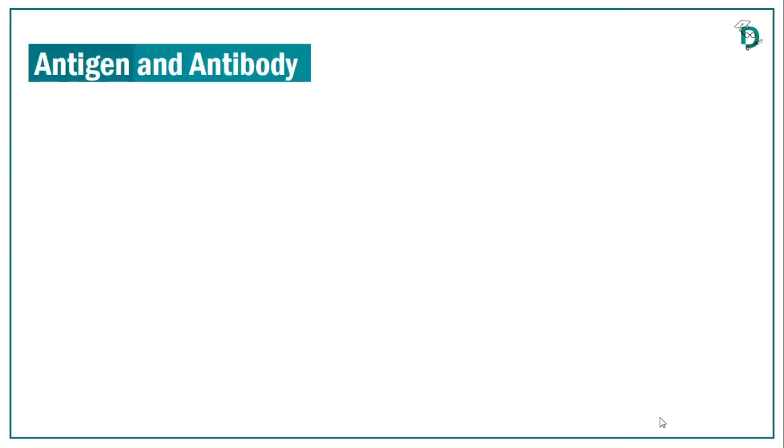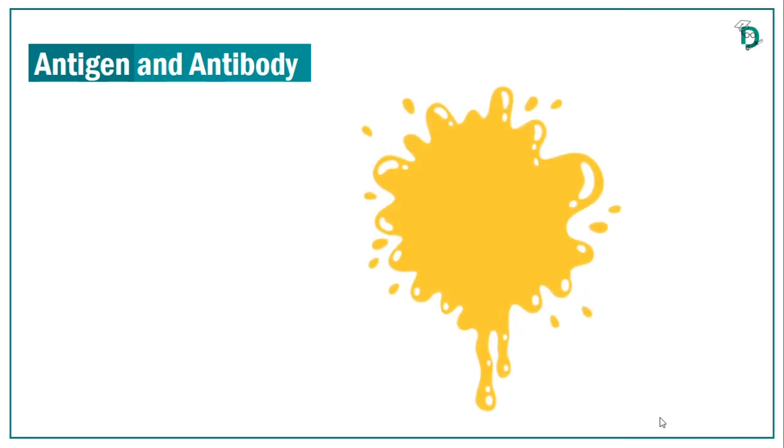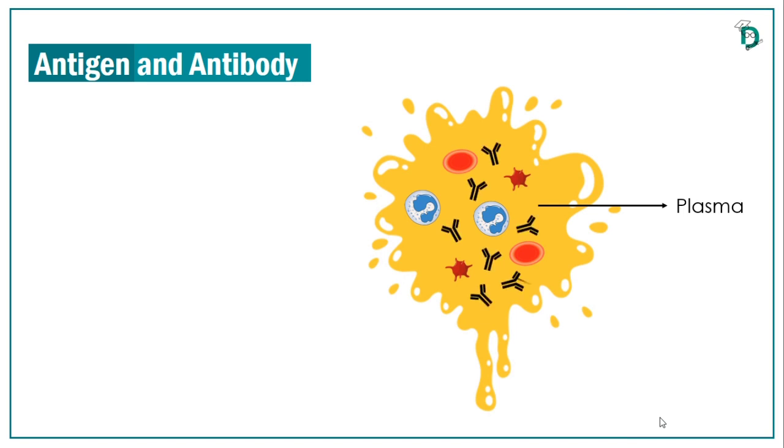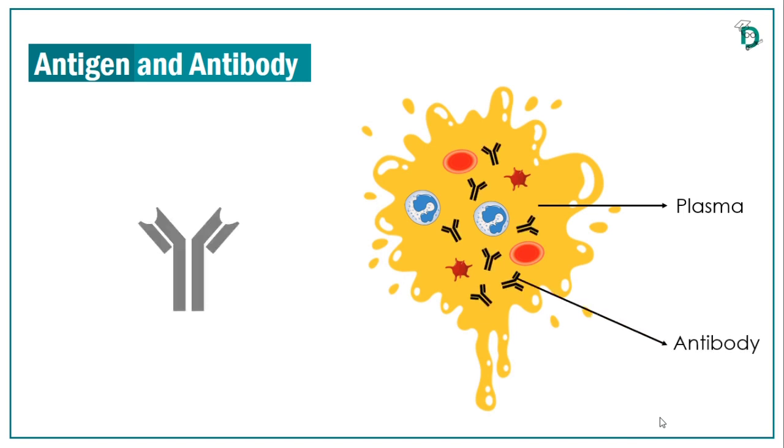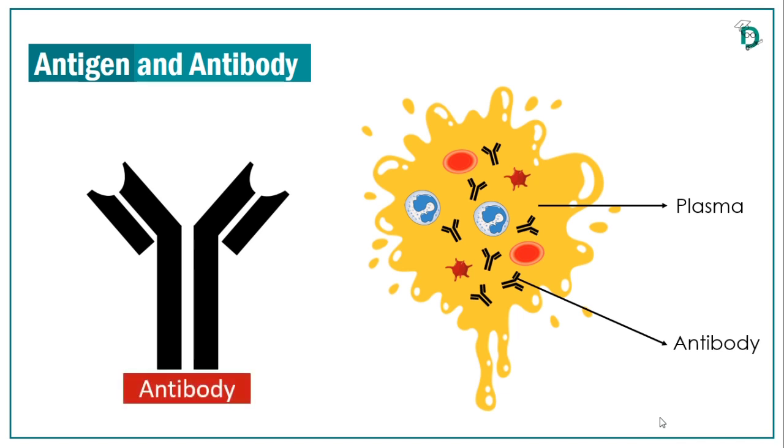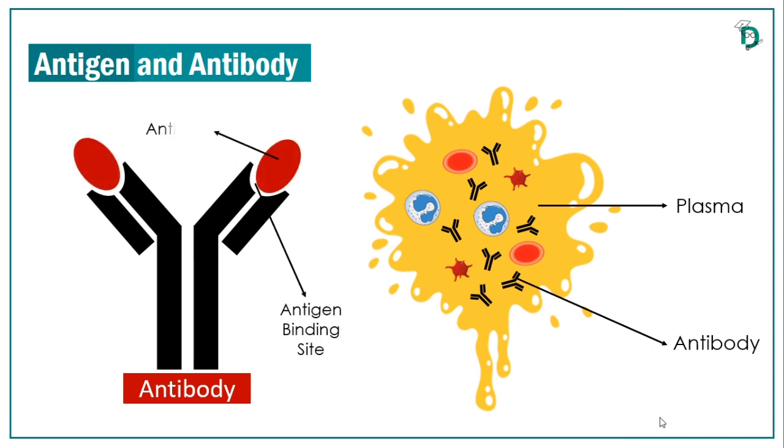So now let's get into the concept of antigen and antibody. Suppose this yellow splash is plasma from your blood, containing blood cells. In your plasma, you have structures like this. These structures are known as antibodies. Talking about antibody, so it's protein in nature and is produced by our immune system. Antibody has specific binding site for specific antigen. That's why the site is designated as antigen binding site, where antigen comes and binds with antibody.